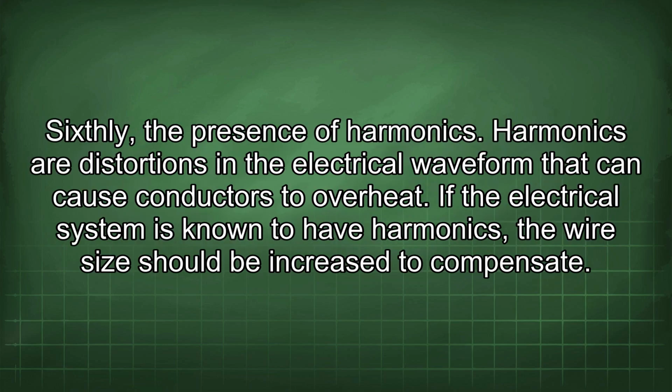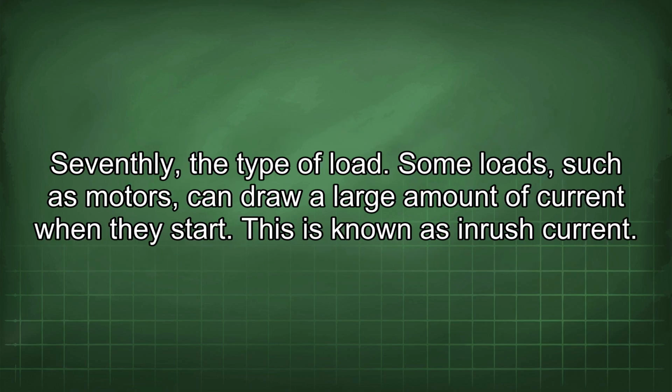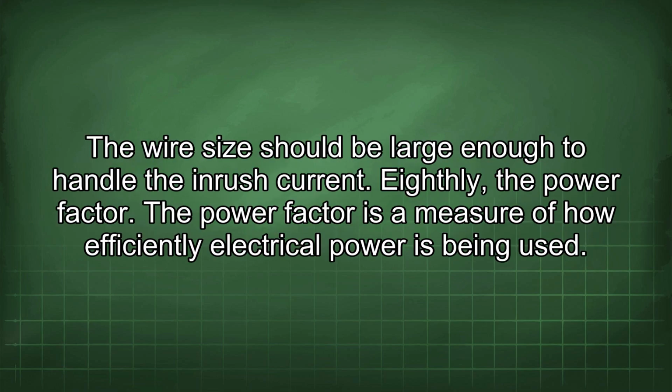Sixthly, the presence of harmonics. Harmonics are distortions in the electrical waveform that can cause conductors to overheat. If the electrical system is known to have harmonics, the wire size should be increased to compensate. Seventhly, the type of load. Some loads, such as motors, can draw a large amount of current when they start. This is known as inrush current. The wire size should be large enough to handle the inrush current.